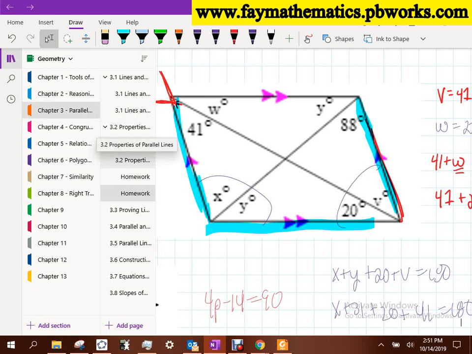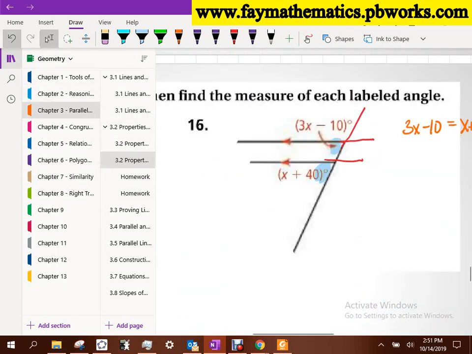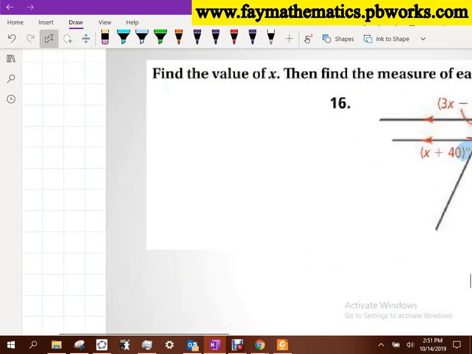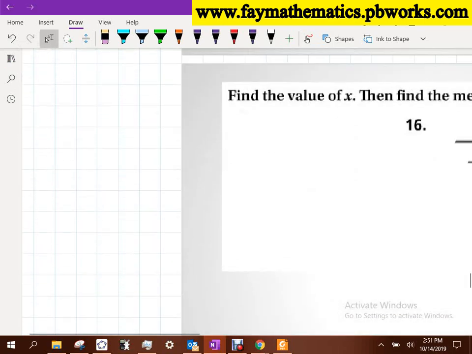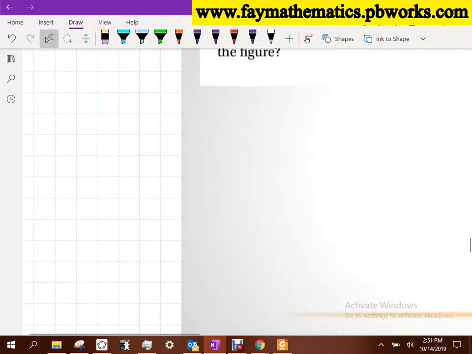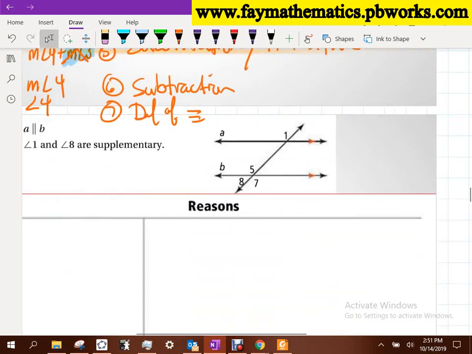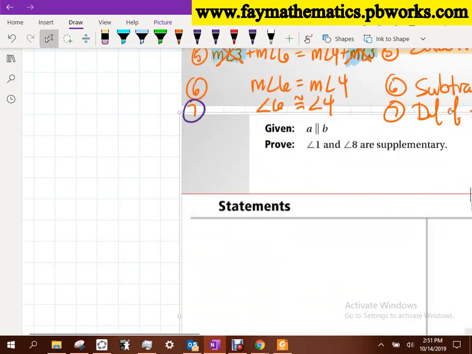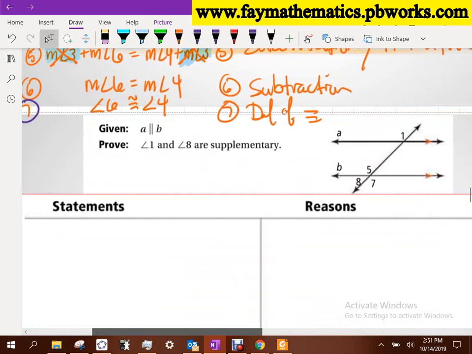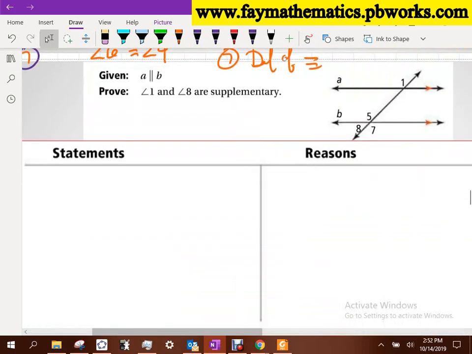So finish that up. Make sure that you complete that assignment before this evening. And I want to do one more proof with you. So I'll give you a minute to write this given and prove in that picture down.